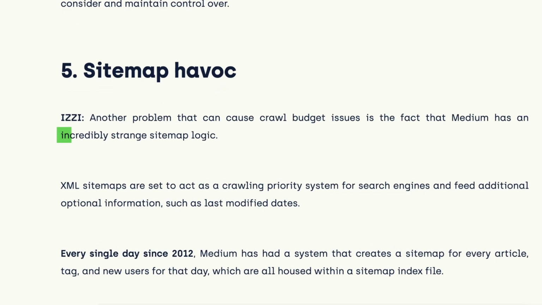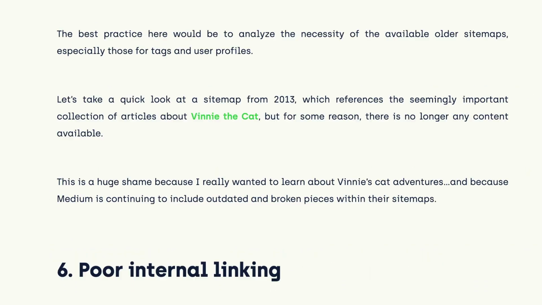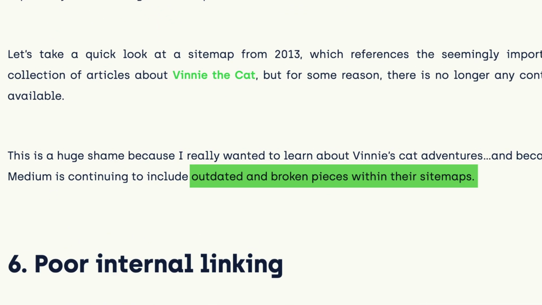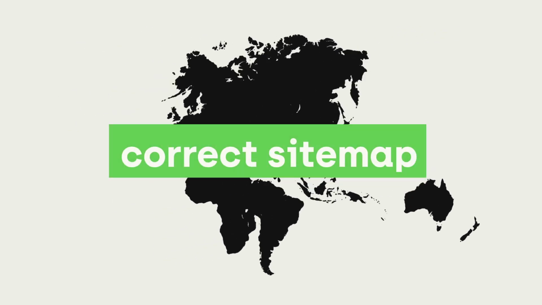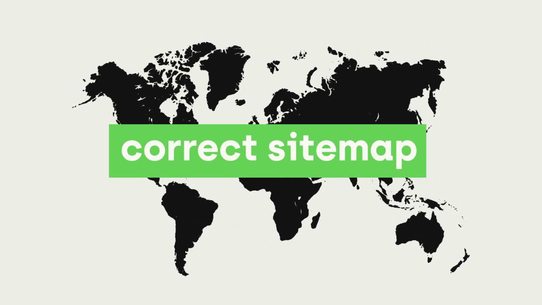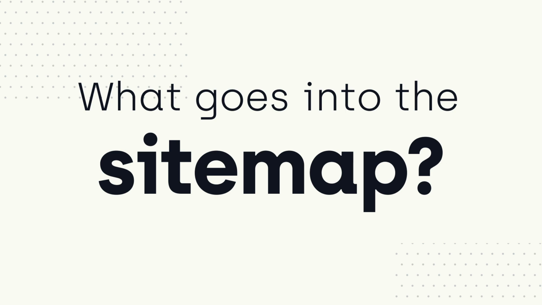What I remember from that article is that Medium actually had a sitemap, but there were a lot of problems with it. There were a lot of outdated or broken pieces in their sitemaps. So my point is, if you have a very large website like Medium, then you need to properly format your sitemap. Otherwise, you're gonna end up with a bunch of URLs that are actually important and valuable, but they are not indexed. That being said, let's move forward with what goes into the sitemap.